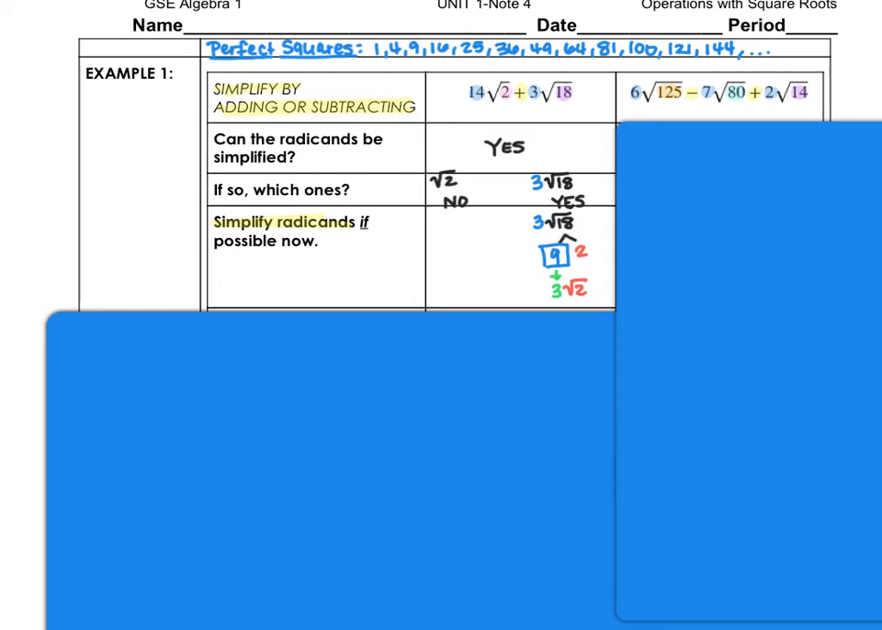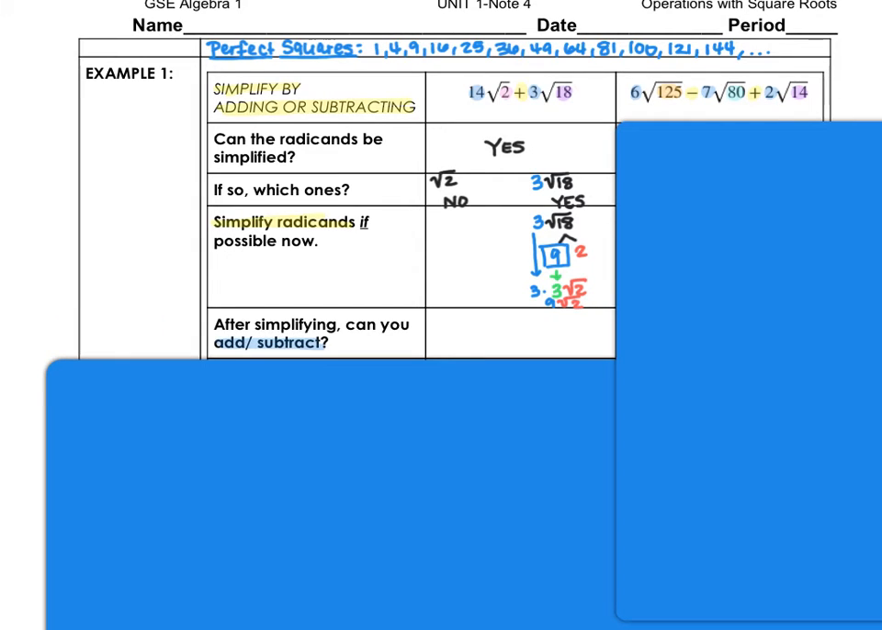But I cannot forget that there was already a number on the outside of the radical, so I need to bring that number down. So then my final answer is taking 3 times 3 and multiplying it together, and I get 9. And then the square root of 2 still stays underneath the radical. So 3 square root 18 can be simplified by putting 9 square root 2.